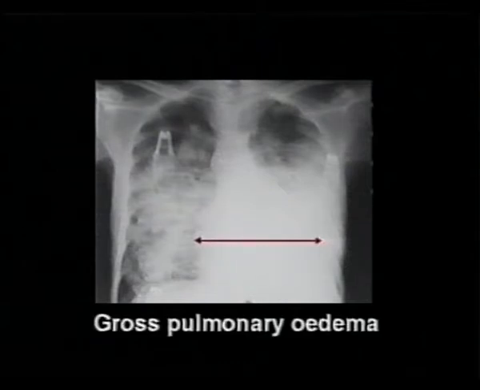This patient presented with acute severe shortness of breath. A snowstorm pattern or a batwing appearance was seen in the lung fields. Cardiothoracic ratio was more than 50%, showing that there is cardiomegaly. This is an example of gross pulmonary edema.